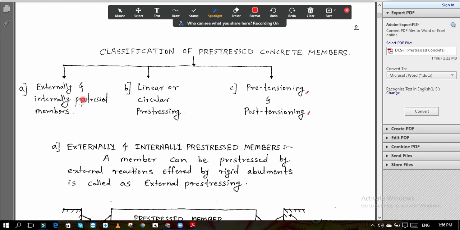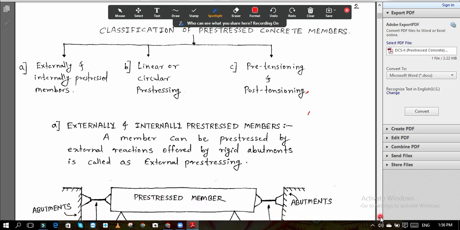First is the externally and internally pre-stressed members. Here a member can be pre-stressed by external reactions offered by the rigid abutments. It's called external pre-stressing. So here is the diagram of external pre-stressing.